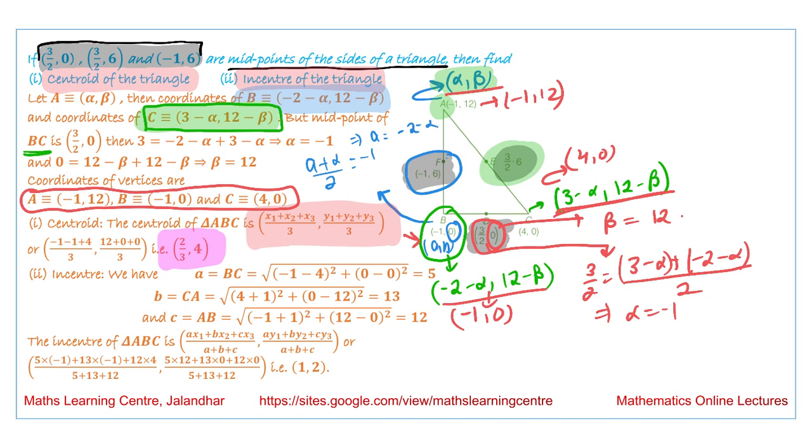And when we have to calculate the incenter, we calculate the length BC, the length CA, and the length AB. We have calculated the lengths of all these three sides. They are 5, 12, and 13, and we have substituted the values in the formula for the incenter of the triangle. We know the formula for the incenter of the triangle. We have substituted these values, and the final answer we obtain is (1, 2).